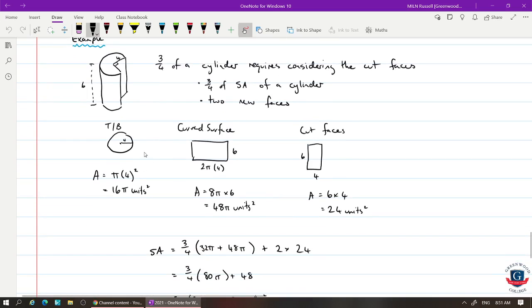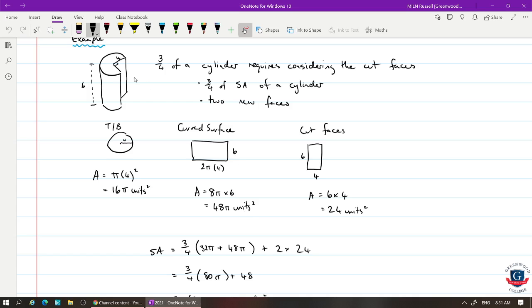So working out the surface area of the whole cylinder would be the top and the bottom plus the curved side. So the top and the bottom will be radius of 4 times pi, need to square the 4. That'll give us 16 pi units squared for the top. We need another one of those to make the bottom. And the curved surface will be 2 pi r, 2 times pi times 4, which is 8 pi, times 6, 48 pi units squared for the curved surface.